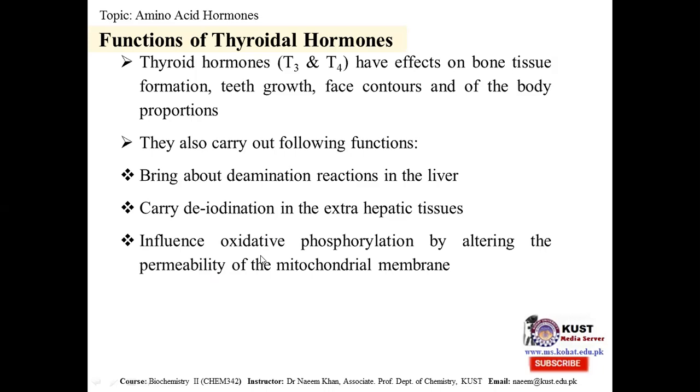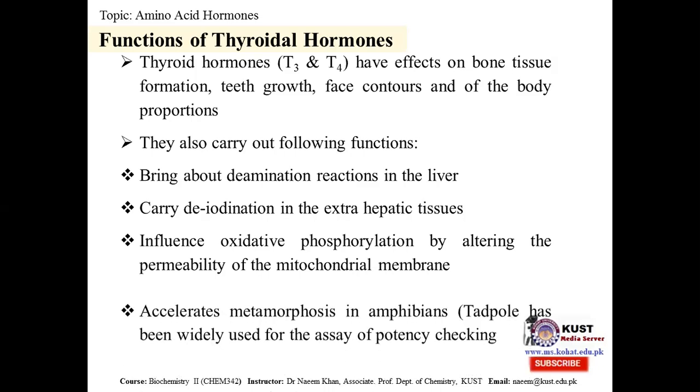They influence oxidative phosphorylation by altering the permeability of the mitochondrial membrane. These hormones T3 and T4 change the permeability of the mitochondrial membrane. Mitochondria are the powerhouse of the cell, carrying out the important reactions of oxidative phosphorylation. We know that oxidative phosphorylation is coupled with ATP synthesis. So these hormones affect the permeability, allowing more things to pass in that are required for oxidative phosphorylation. So oxidative phosphorylation is dependent upon these hormones.